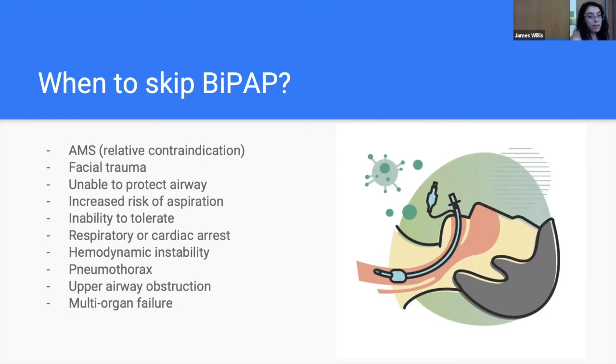And then the other thing is multi-organ failure. BiPAP isn't something that you can use for a very long amount of time. It'll be very uncomfortable for the patient. Multi-organ failure isn't something that you're going to be able to fix relatively quickly, so it would probably be more appropriate to intubate the patient.